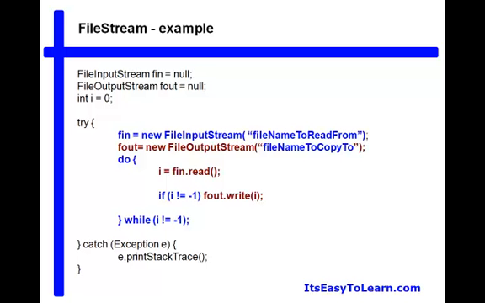Once the file input stream and file output stream are initialized, we start reading from the file input stream using the read method. The read method reads 1 byte at a time, and that is copied into the variable called i. And once we have read the byte, we write it into the file output stream using the write method. Read returns an int value and write takes an int value. Write of i will write the byte we read from the read call.